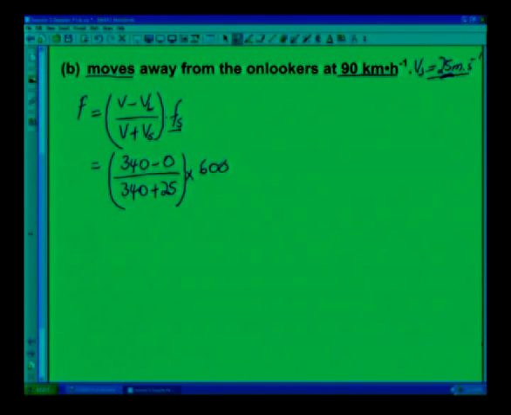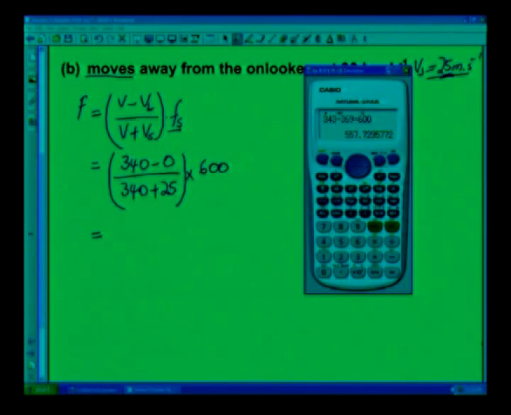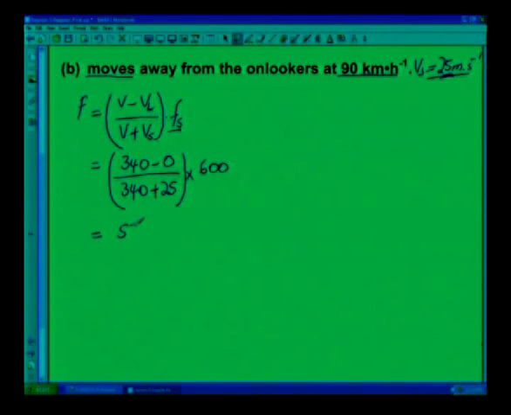We are given the frequency of the source as being 600, and when we work this out, you would be having 340 minus 0, which is 340, divided by 340 plus 25, which is 365, and then you multiply that by 600, and you get 558.90 hertz. That's the frequency as observed by the listener.